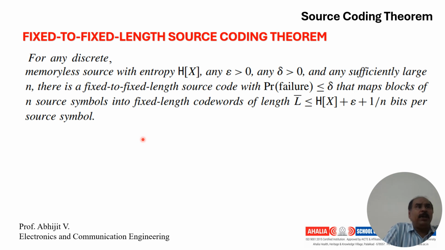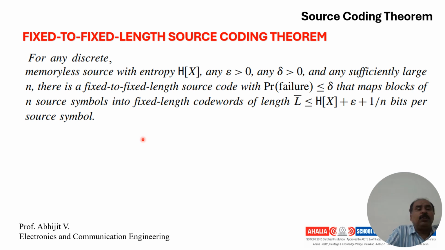So, source coding theorem 1 statement. For any discrete memoryless source with an entropy H(X), any epsilon greater than 0 and any delta greater than 0, and any sufficiently large n, there is a fixed length source code with probability of failure less than delta, that maps a block of n source symbols into fixed length code words of length L, which is less than the entropy plus epsilon plus 1 by n bits per source symbol.